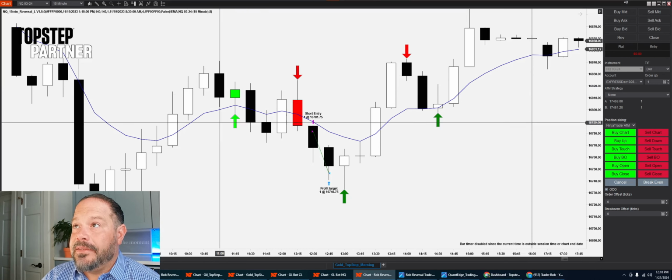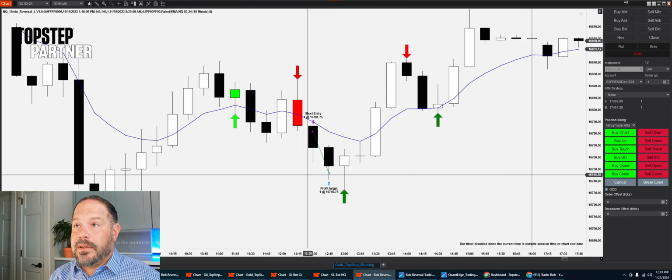And again, this is the strategy. This is, I guess, a bot or whatever you want to call it, that will take these trades for you if this is something that would work for you.